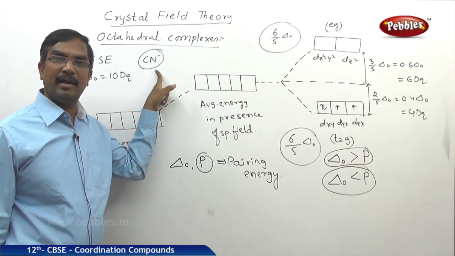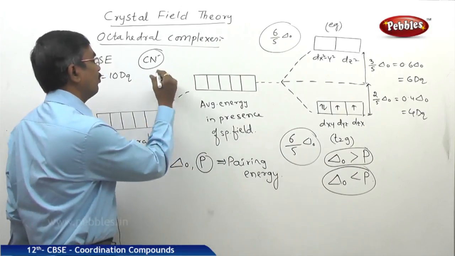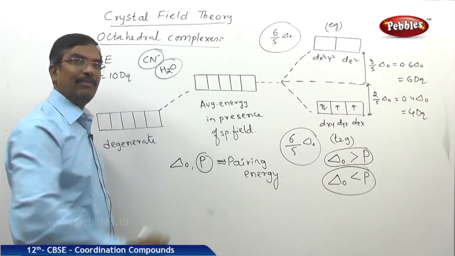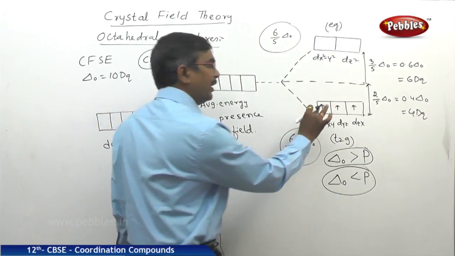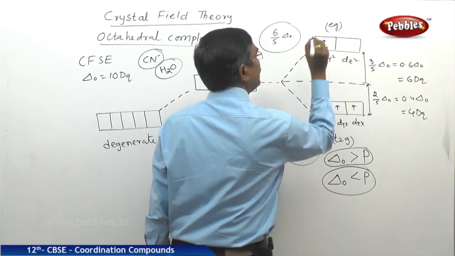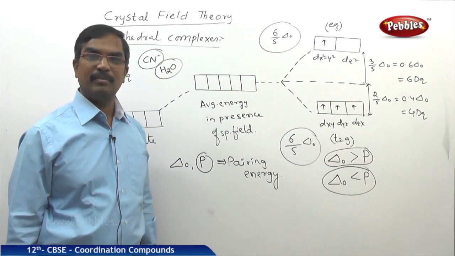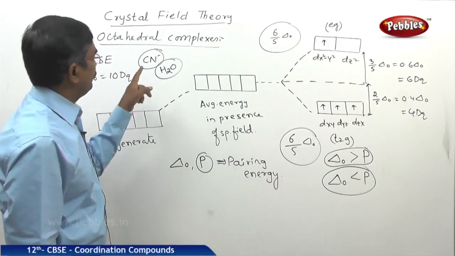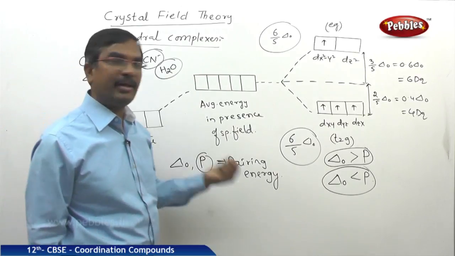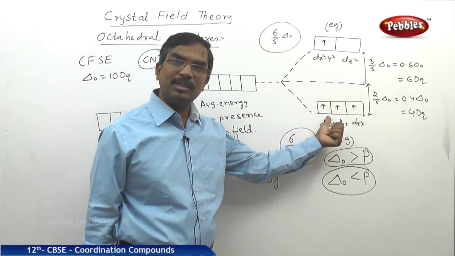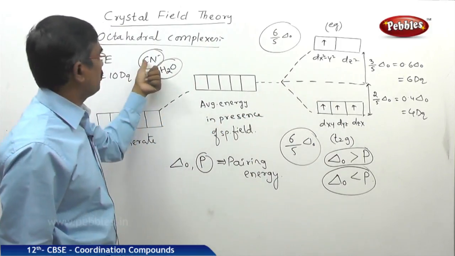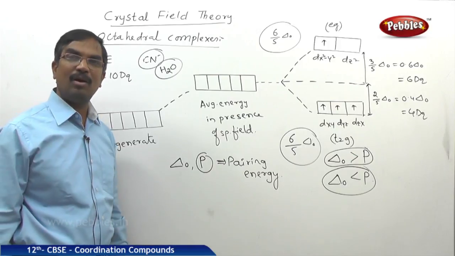Suppose the ligand is a water molecule, this is a weak field ligand. In its presence, the pairing does not occur, and the electron will enter into the EG set. So whether the fourth electron pairs up in the T2G set or enters the EG set of orbitals depends on the ligands involved.